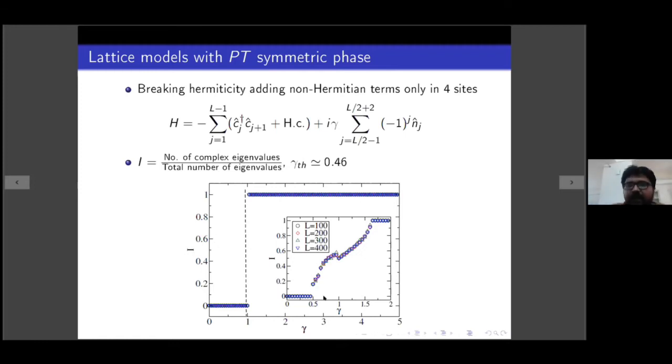But in between, you also see a PT broken phase, but this is slightly different from the previous one, because now you have some parameter regime where you have a finite number of real eigenvalues and the rest of them are complex. So that's why it's having a smooth transition from 0 to 1. Okay. So we see that with this type of setup, you can actually talk about this PT symmetric model, PT symmetric phase and PT broken phase, and you can do many things which we usually do in the context of condensed matter.